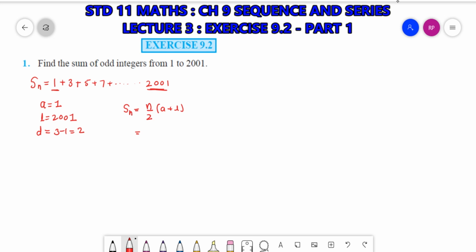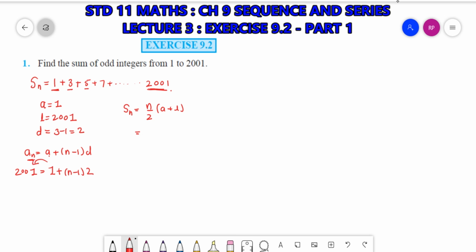See, this is the first term, second term, third term, in this way up to 2001. First I will write an equal to a plus n minus 1 d. The nth term, that is the last term, is 2001. A, that is the first term, what is the first term? 1, plus n minus 1, and the difference is 2.